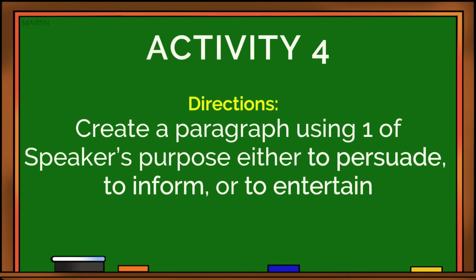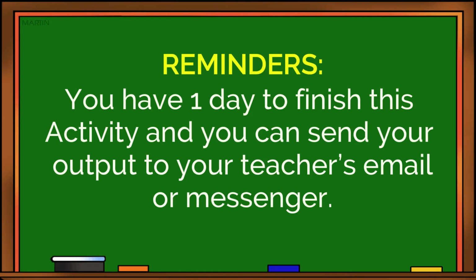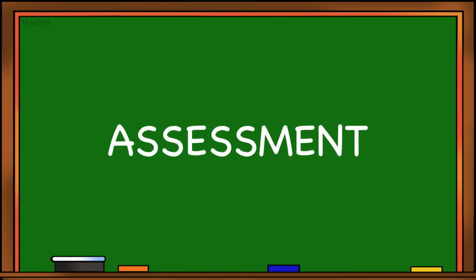Activity 4. Directions. Create a paragraph using one of the speaker's purpose, either to persuade, to inform, or to entertain. Reminder: you have 1 day to finish this activity, and you can send your output to the teacher's email or messenger. Since we are done with our discussion, let us now proceed to your assessment.